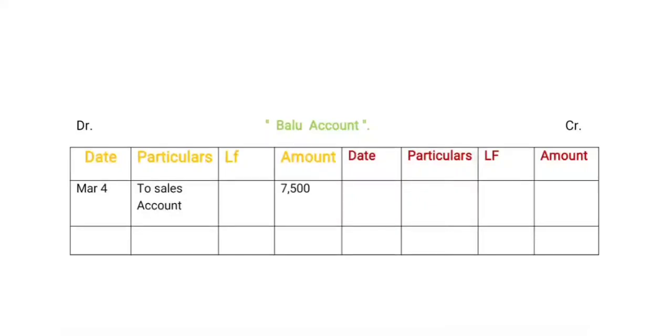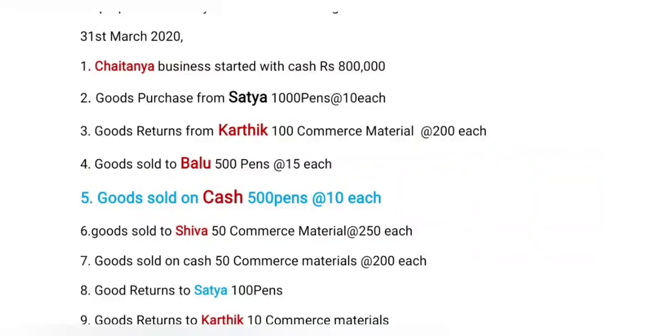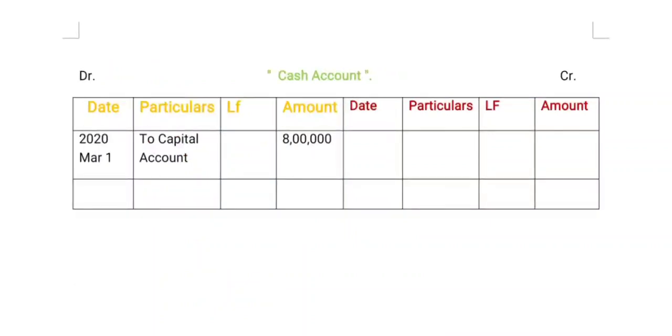Because we are already preparing the sales book. Coming to another transaction, that is 5th March, goods sold on cash, 500 pieces at the rate of 10 each. Here it is clearly defined that it is a cash transaction. Now we are going to the cash book. Here sales, as always, go on the debit side of the cash book.